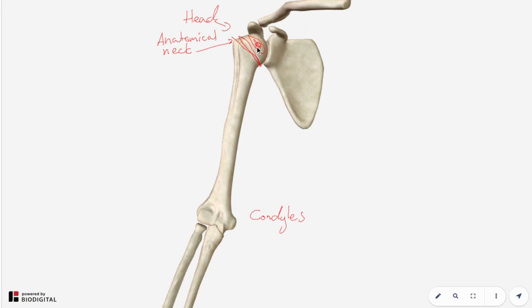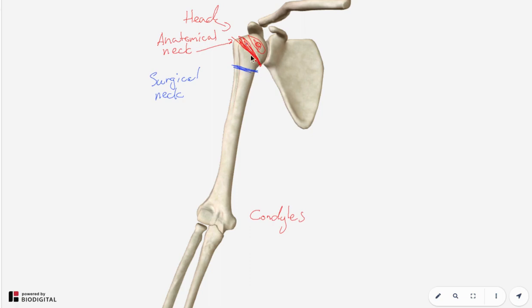So we have the head of the humerus, and then we have the anatomical neck. This is called the anatomical neck to distinguish it from the surgical neck, which is right in here. So the anatomical neck is basically the equivalent of what we saw as the neck in the femur. And then the surgical neck is so called because this is where a lot of breaks happen that require surgery.